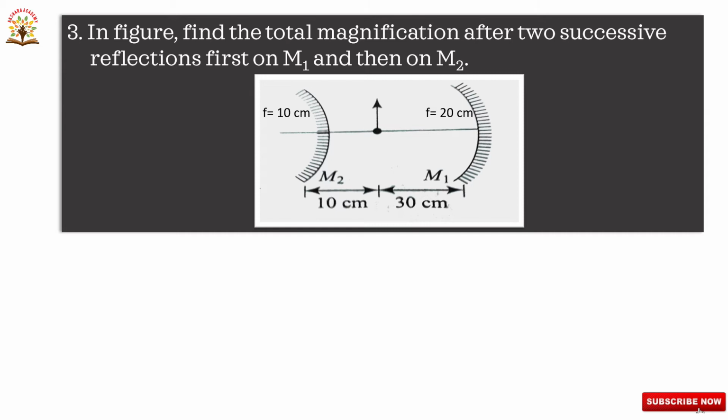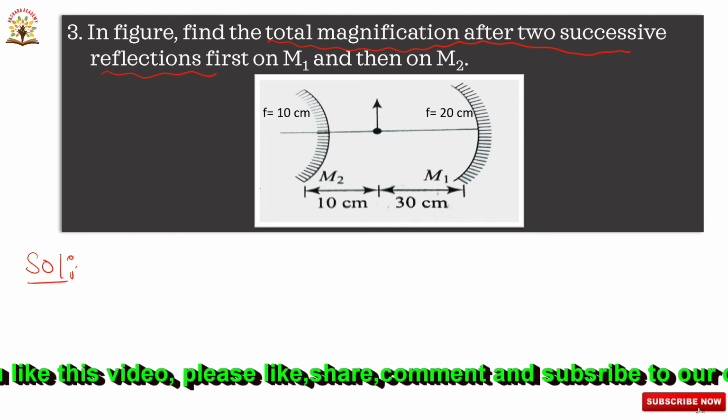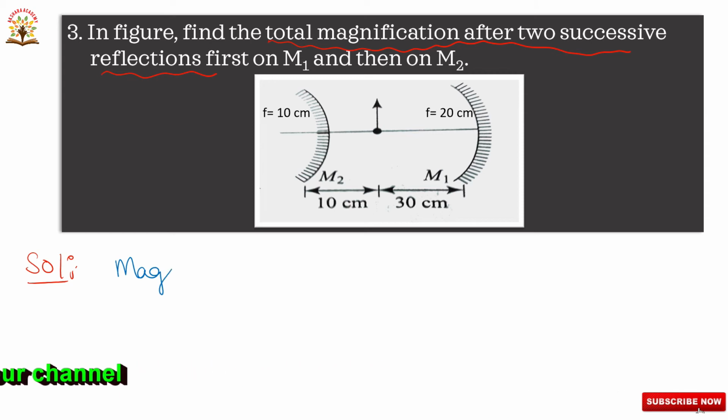Now we have to calculate the total magnification after two successive reflections, first on M1 and then on M2. Now let us go to the solution. Magnification of M1, now we are calculating the magnification of M1.